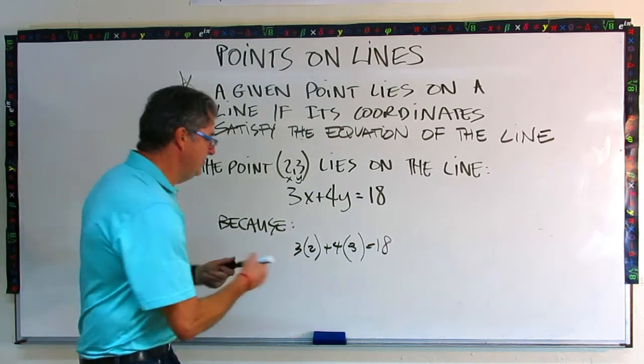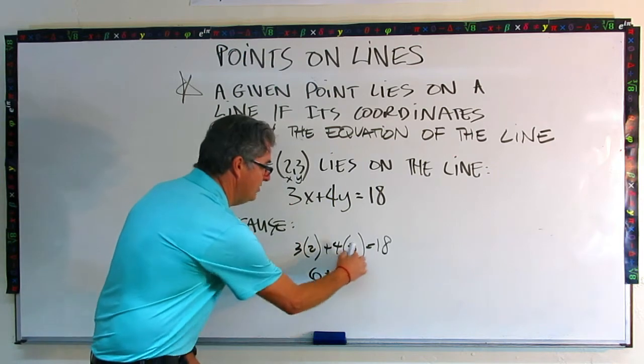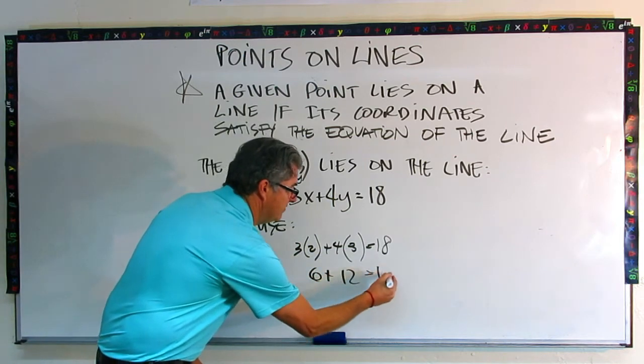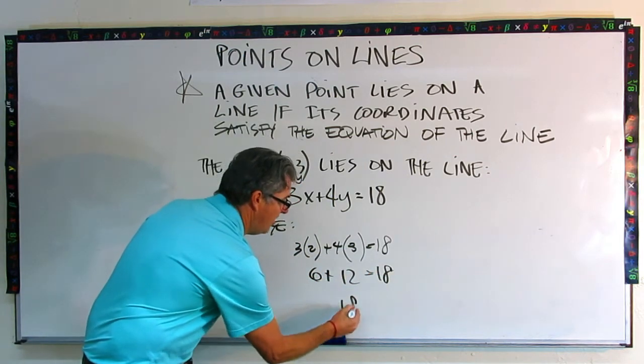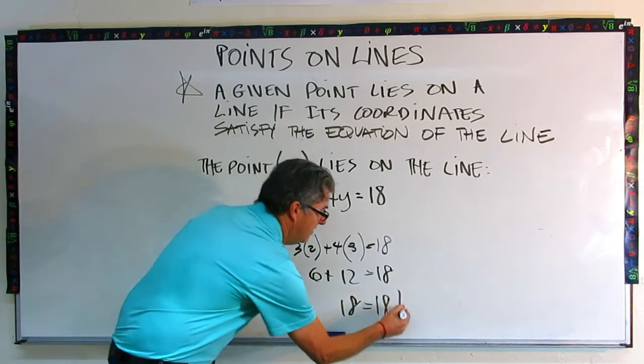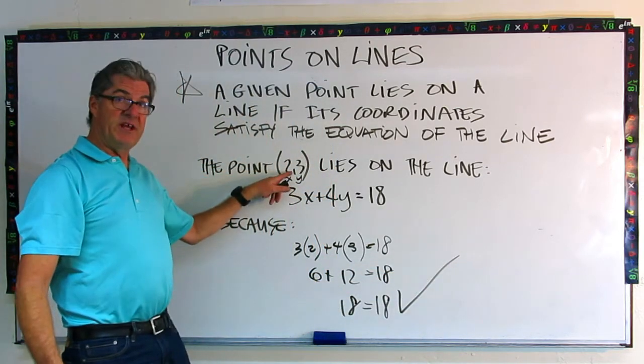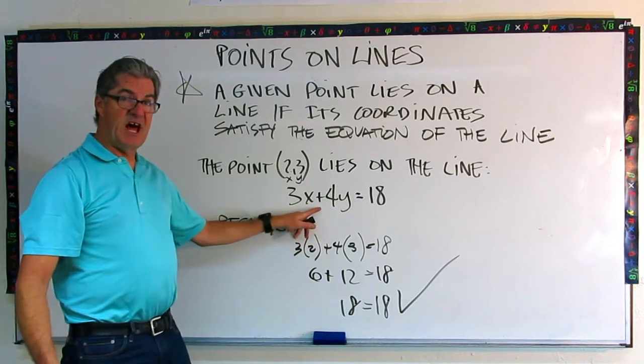So 3 times 2 is 6. Plus 4 times 3 is 12. Bring down my equals 18. And of course, 6 and 12 are 18. So this point lies on this line.